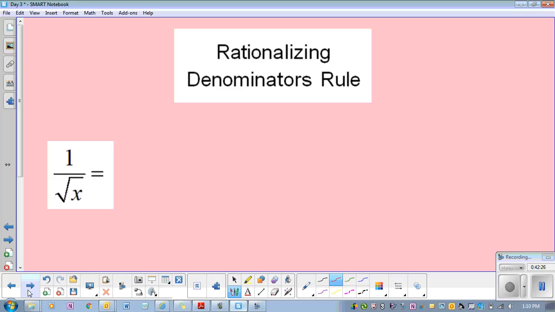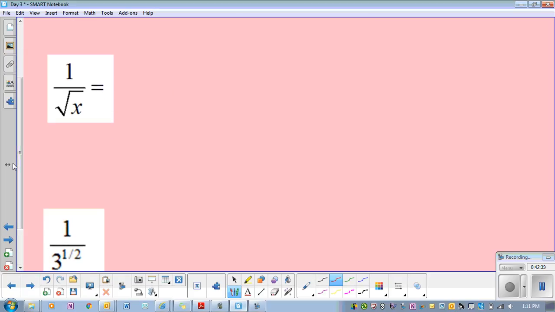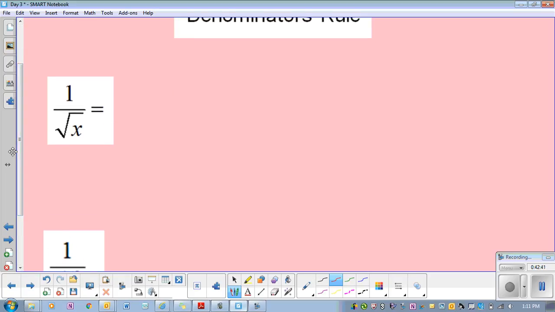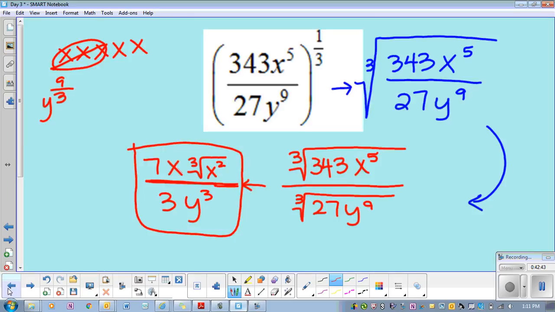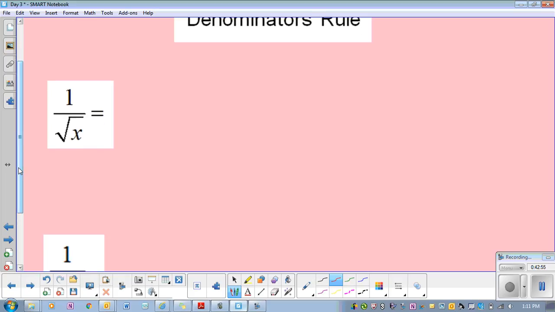Now, this one is my favorite: rationalizing the denominators. You've got to pay close attention to this one. Oh, I wrote down the wrong number. Okay. So rationalizing the denominators.